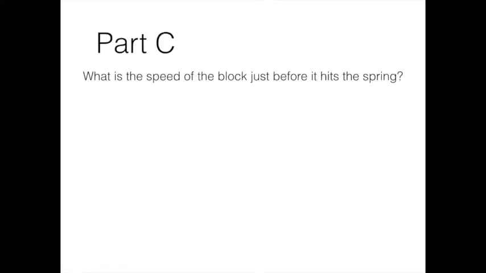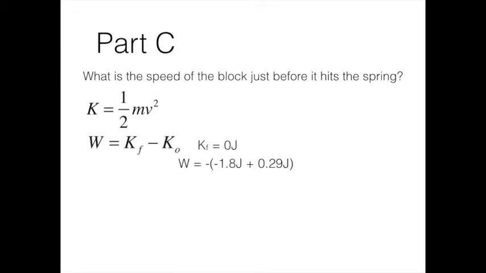Part C, what is the speed of the block just before it hits the spring? First, we need to use the equation for kinetic energy. Also, we're going to use work equals the change in kinetic energy. The final kinetic energy, whenever it stops moving, is going to be 0, because kinetic energy factors in velocity and it multiplies out to be 0. So work equals the negative of the K initial, which is negative 1.8 joules, the work done by the spring, plus the work done by gravity, since it's the opposite direction. And that turns out to be 1.5 joules.